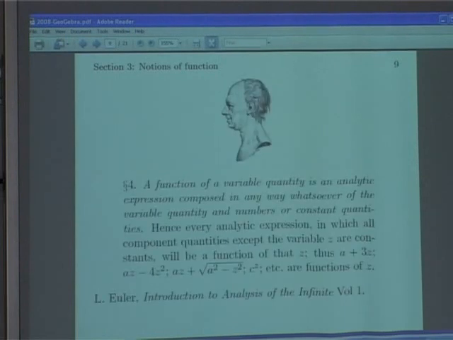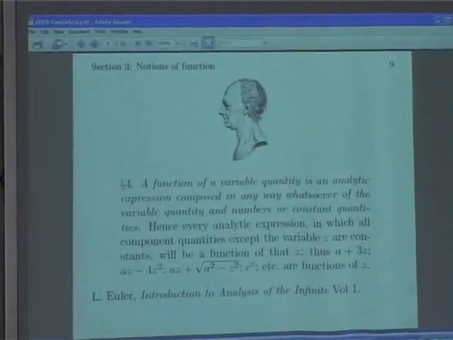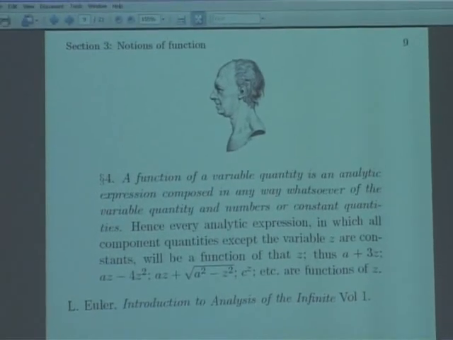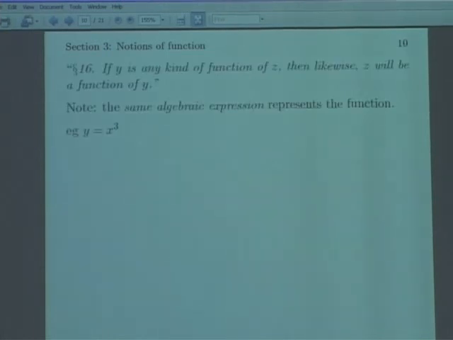Go back even further, look at Euler's Introduction to Analysis of the Infinite. He says, in volume 1, a function of a variable quantity is an analytic expression composed in any way whatsoever of the variable quantity and numbers or constant quantities. Hence, every analytic expression in which all component quantities except the variable z are constant will be a function of that z. Okay? If y is any kind of function of z, then likewise z will be any function of y.